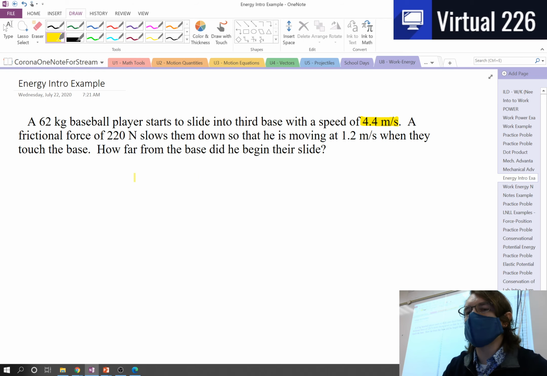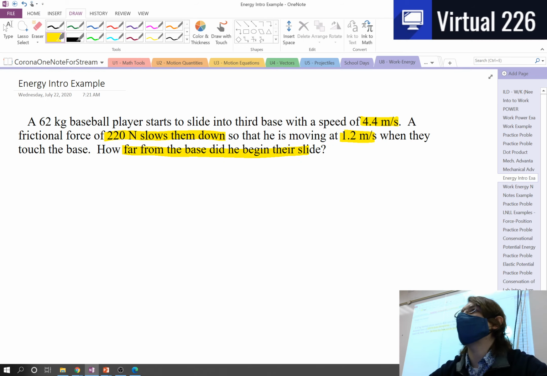Because there's this frictional force though, you are going to slow down so that when this player hits the bag, third base, they're only moving at 1.2 meters per second. What we would like to know is, how far from the base did this player begin their slide? Whew. Well, we can figure this out.